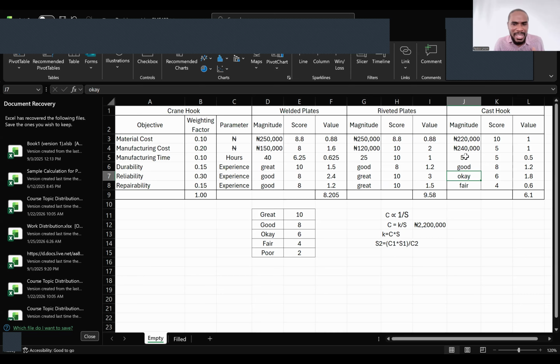This is not sentimental. This is not because I have somebody that does riveting, so I want him to get the contract. This is not because the man that is going to weld, I don't like him. Objectively, we have put down our criteria, we've put down all the values, we've done them objectively. There's a science to this. Riveted plates is the best option when you combine material cost, manufacturing time, durability, reliability, and repairability.